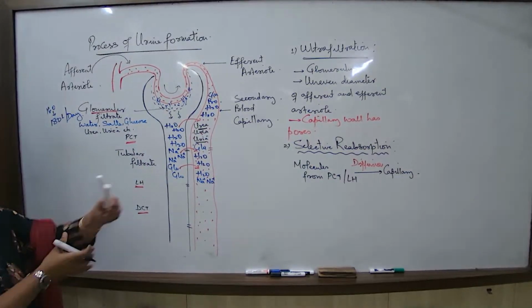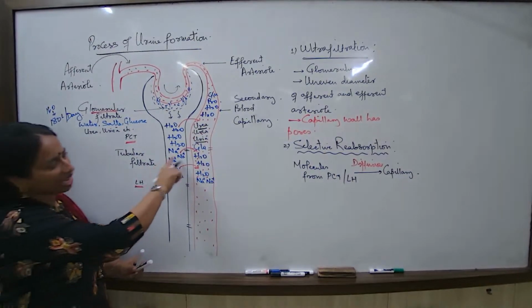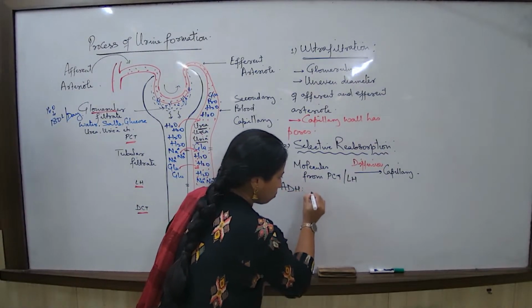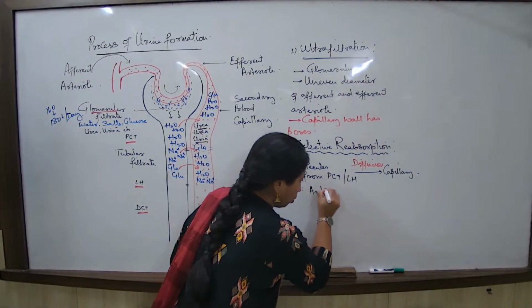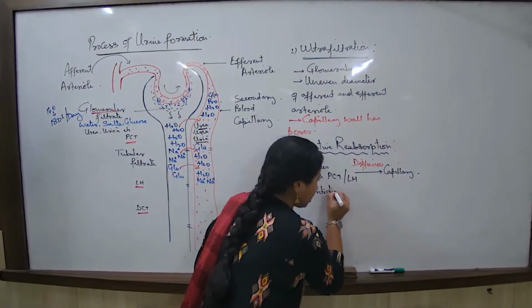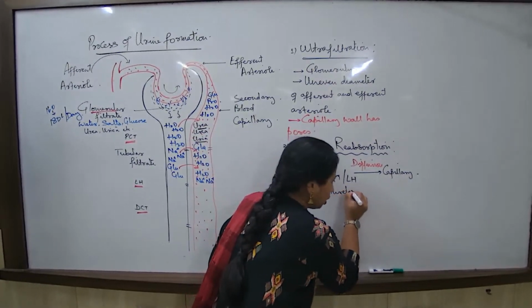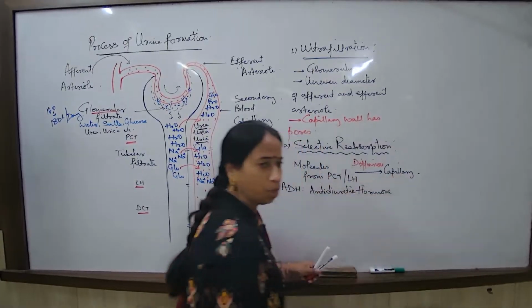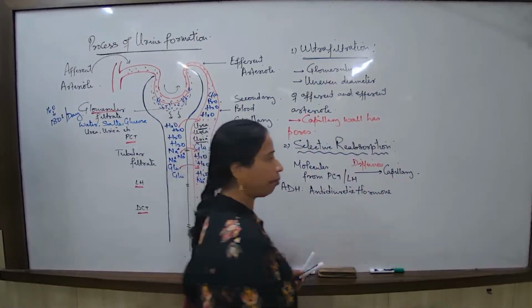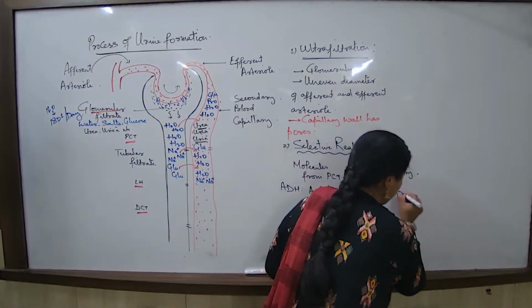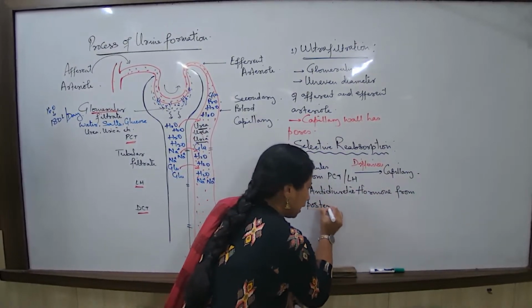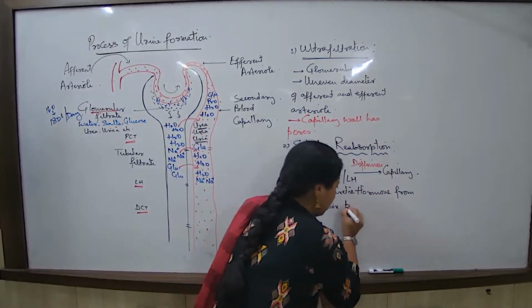So now that we talk about this entire process, a particular hormone is responsible for this. What is this hormone known as? This is known as the antidiuretic hormone. This antidiuretic hormone is released from a specific gland, and this is known as the pituitary gland. We will talk about this later.